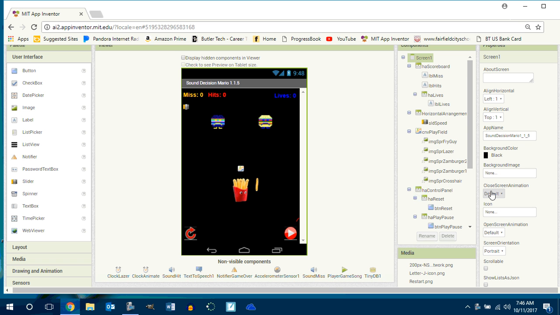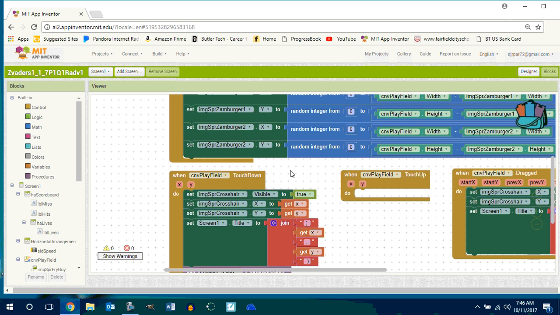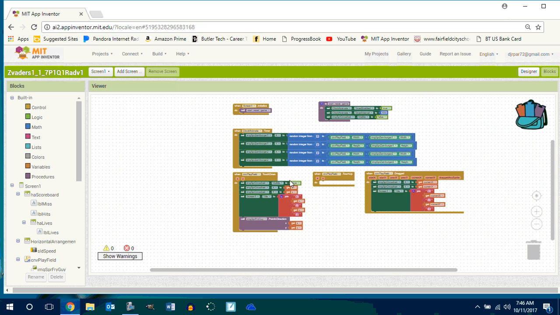Yesterday, what did we accomplish? I think we got our Zvaders to bounce around the screen. We kept them on the screen. Is that correct? So what should happen next? Okay, so we animated the clock. We started the game. We have start reset game.